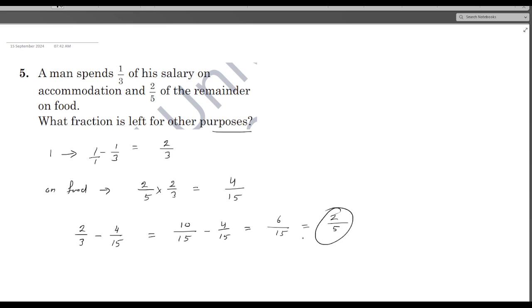So when fraction is asked, we can consider our salary as 1. So from 1, 1/3 is spent on accommodation. So balance is 2/3. And from 2/3, 2/5 of 2/3 is spent on the food. Therefore 2/3 minus 2/5 of 2/3, that is 4 divided by 15, will give you 2 divided by 5. So 2 divided by 5 of salary is left for other purpose.